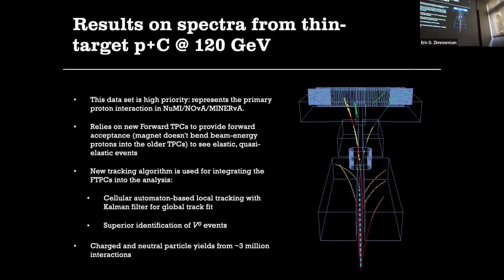So from our thin target proton-carbon 120 GeV data set, this is the highest priority data set we have other than replica target data, because this is the primary proton interaction in NuMI, NOvA, MINERvA, almost certainly for DUNE as well. This relies on these new forward TPCs to provide the forward acceptance. A new tracking algorithm was developed for integrating the FTPCs into this analysis. It's a cellular automaton-based local tracking with a Kalman filter for the global track fit. And we had about 3 million interactions. Remember that number, 3 million interactions, for what I'm going to tell you about our next runs.